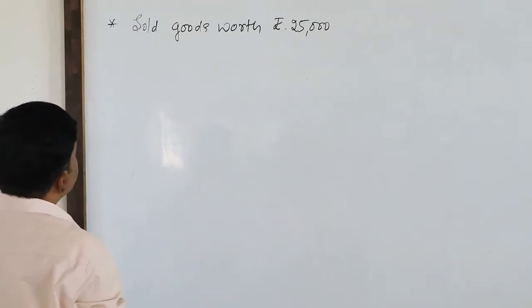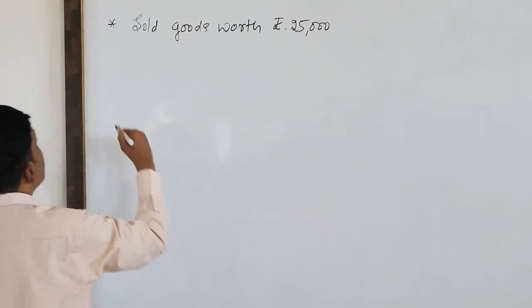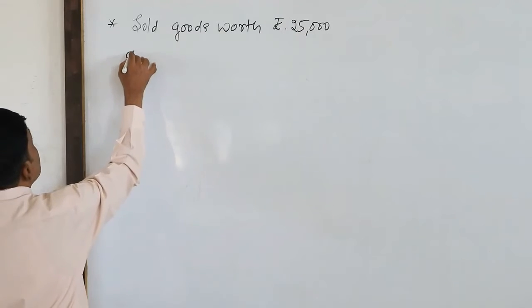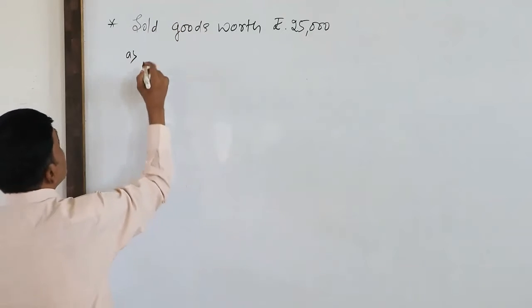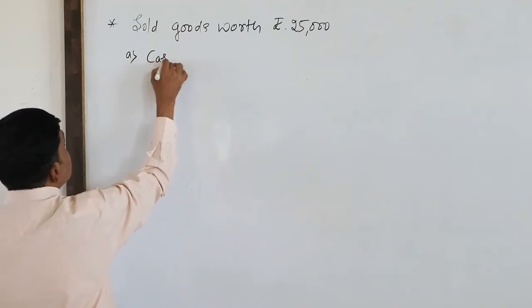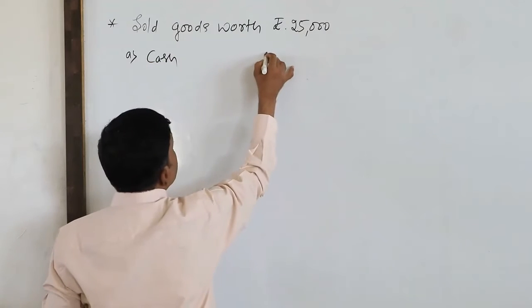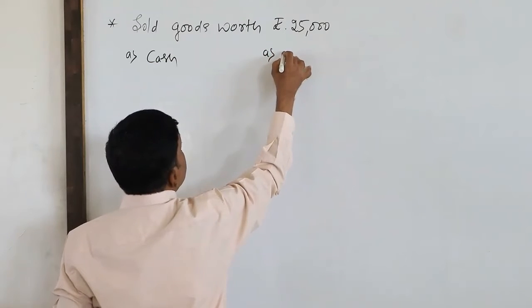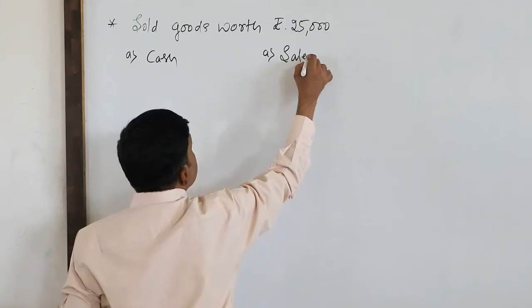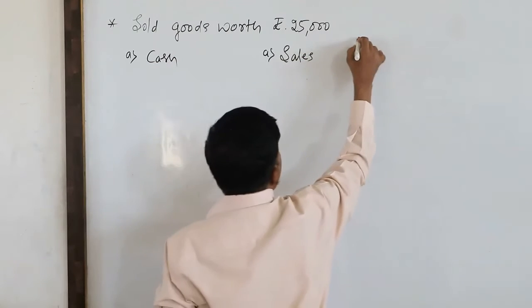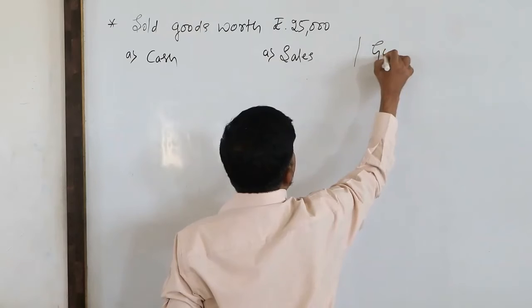In this rough book entry, we need to identify two aspects. One is cash, and another one is sales, or you can write goods.